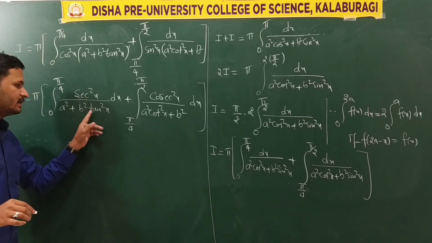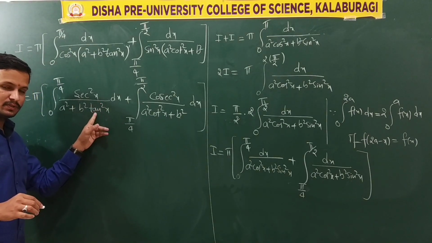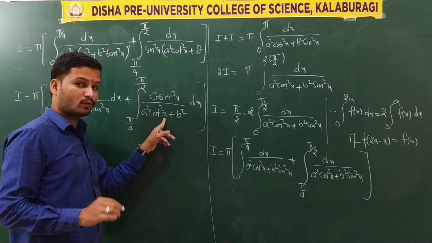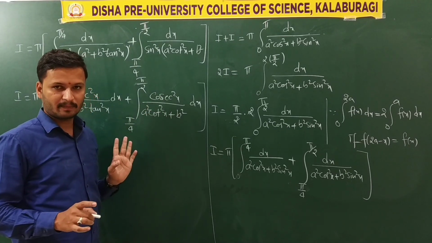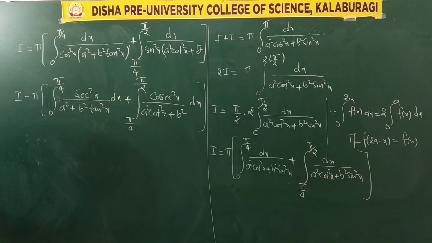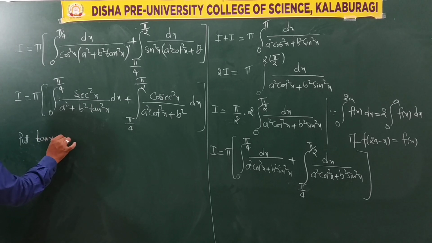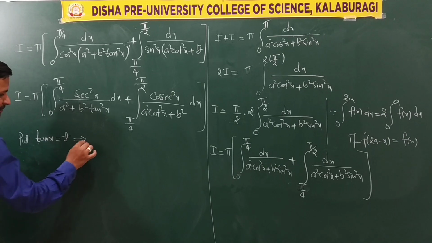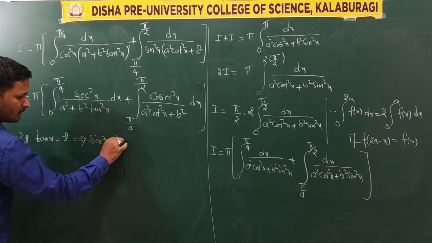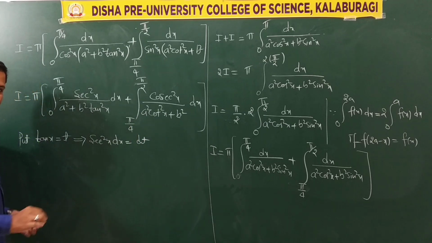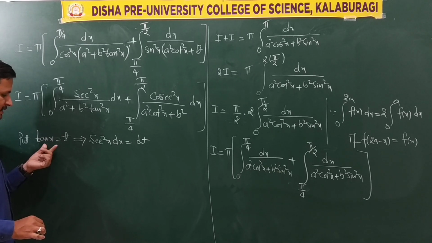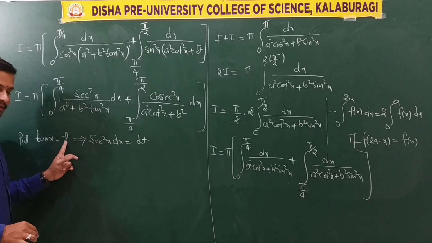See, tan square x, that means tan x is there. So the derivative of tan x is secant square x. Similarly, the derivative of cot x is minus cosec square x. Correct? So now put tan x equals t. Then the derivative of tan x, secant square x into dx, equals the derivative of t, which is dt.